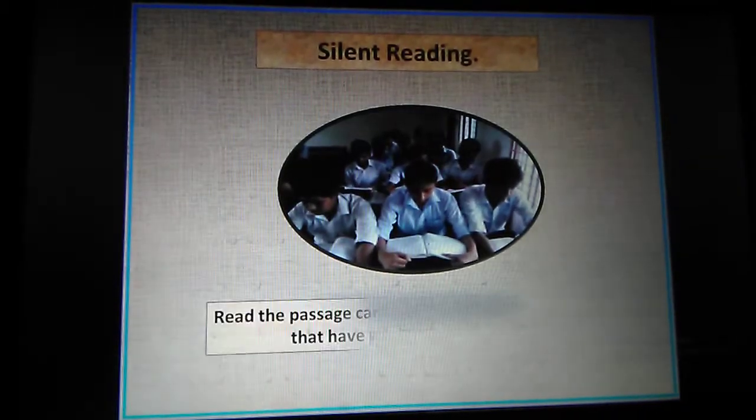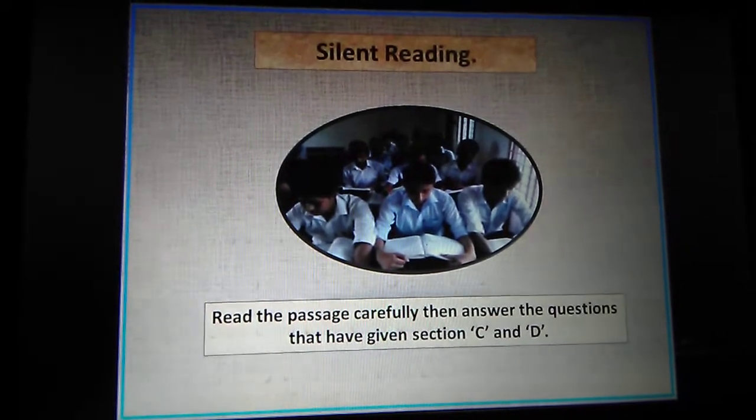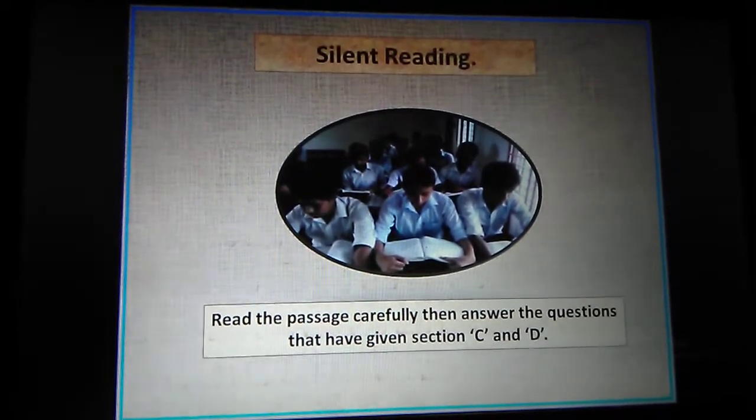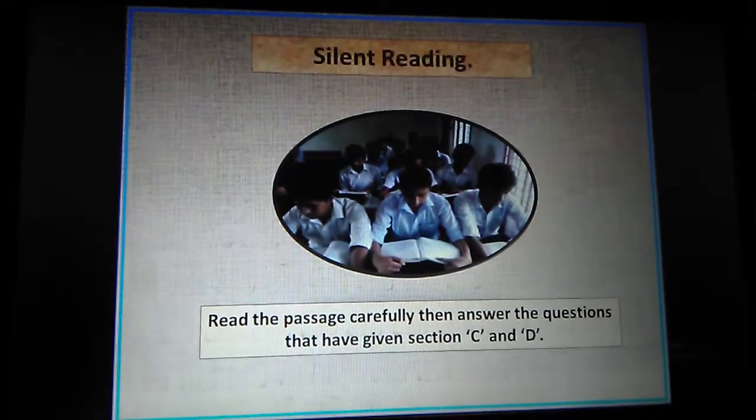Read your text carefully again and answer the questions given in sections C and D in your text.